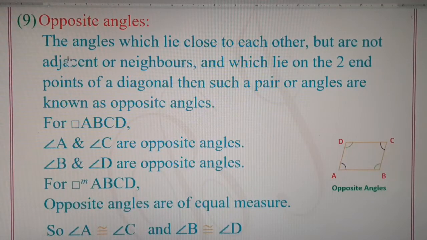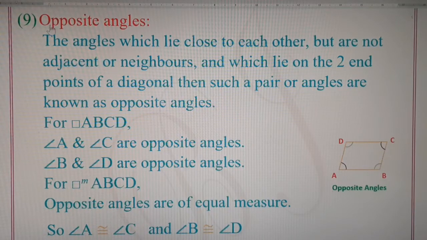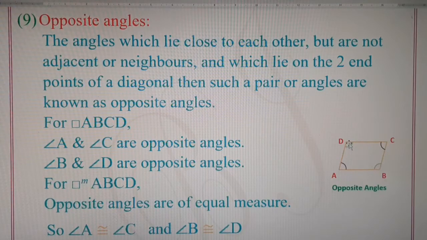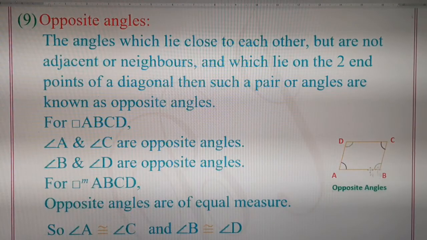Let's go to the next type of pair of angles. Number 9, opposite angles. The angles which lie close to each other but are not adjacent or neighbors, and which lie on the two endpoints of a diagonal, then such a pair of angles are known as opposite angles. For example, if we draw a line segment joining the points A and C, we can say line segment AC will be the diagonal of this parallelogram. Similarly, a line segment joining the points B and D, then we can say line segment BD will be the diagonal of this parallelogram ABCD.